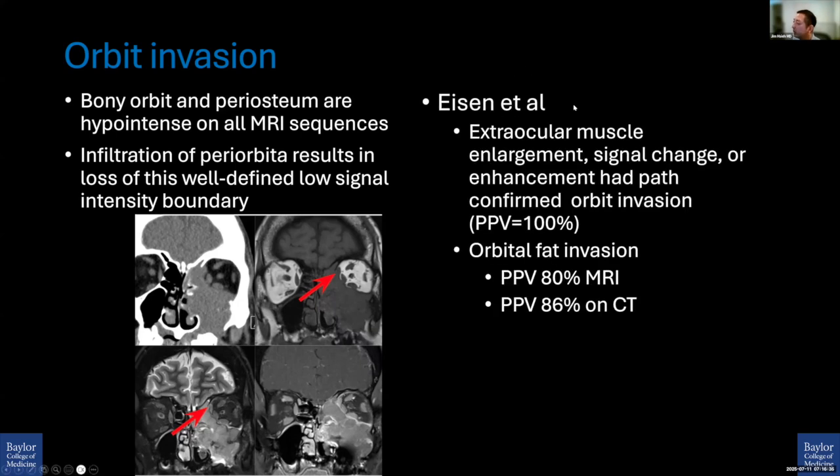Eisen et al. also investigated this, and they found that extraocular muscle enlargement, signal change or enhancement had path-confirmed orbit invasion, with a positive predictive value of 100% of the time. Orbital fat invasion had a positive predictive value of 80% of the time on MRI and 86% on CT.